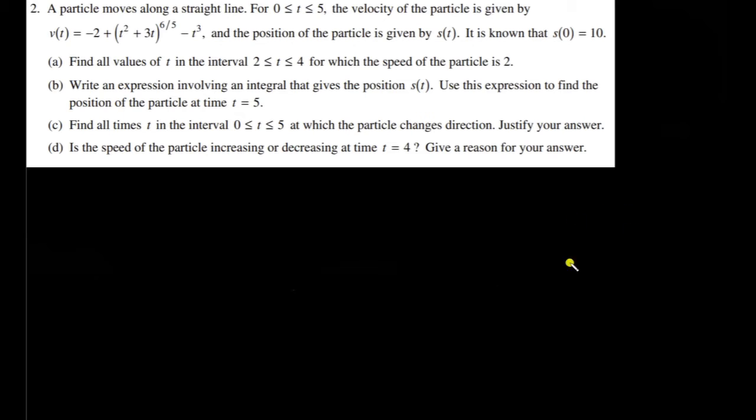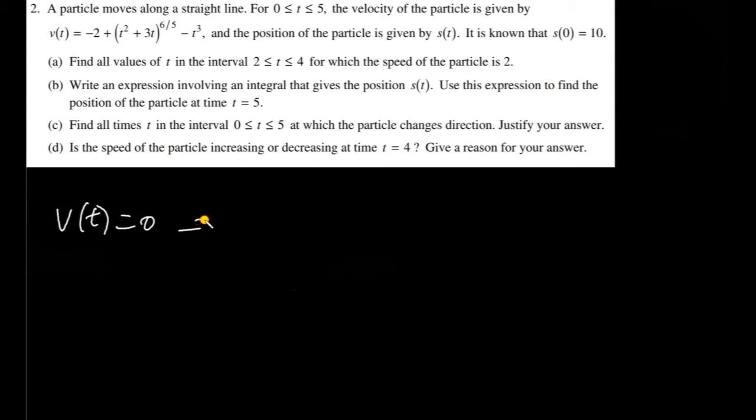And when the particle is moving to the left, it has a negative velocity. So when it changes direction, its velocity switches from positive to negative, or from negative to positive. Okay? And the way we figure out where those points are is we set the velocity equal to 0, and then look at what's going on around those points. So to figure out where it changed direction, we have to look at where the velocity is equal to 0. Okay? So I want to take my velocity, set it equal to 0.